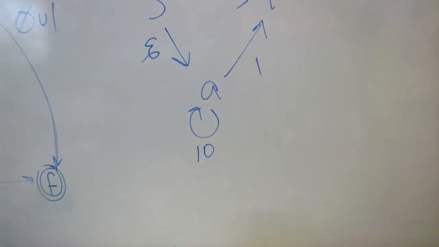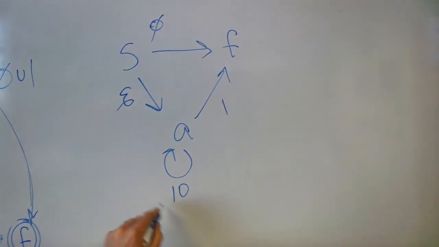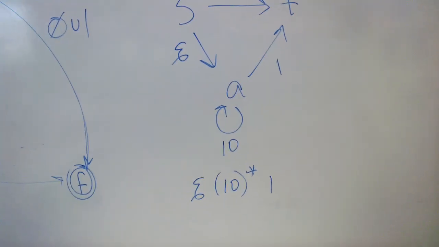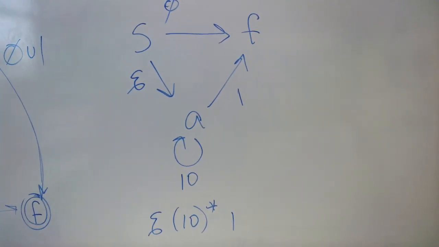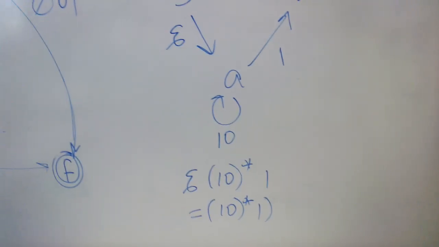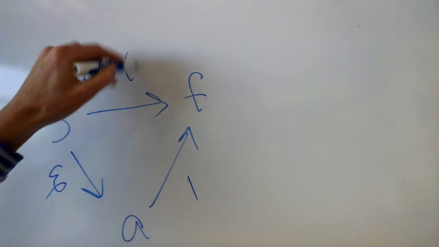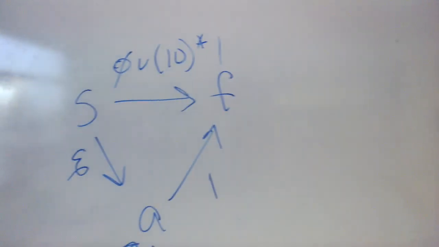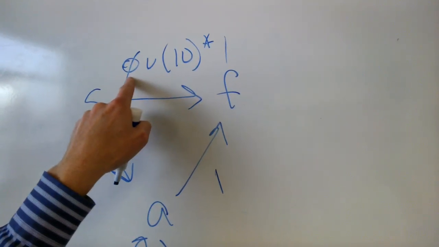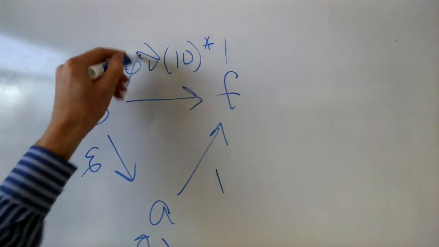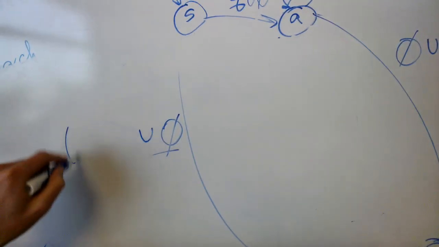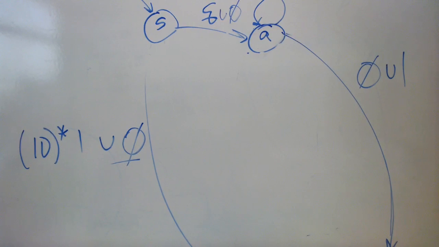So what I end up with is epsilon followed by 1, 0 star followed by 1, which is just equal to 1, 0 star followed by 1. So I'm going to take that 1, 0 star followed by 1 and put it right there. So now the edge from S to F is labeled with empty set or 1, 0 star 1. This just goes away. So I have 1, 0 star 1 or empty set.